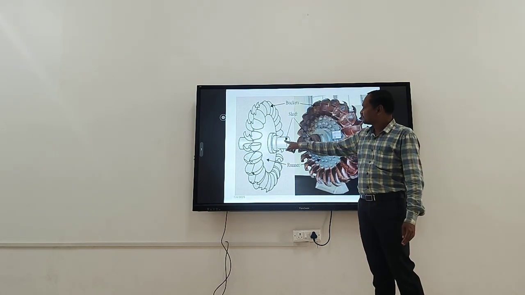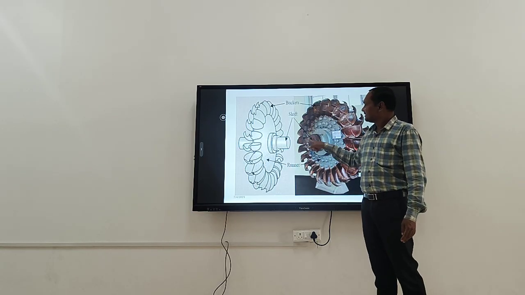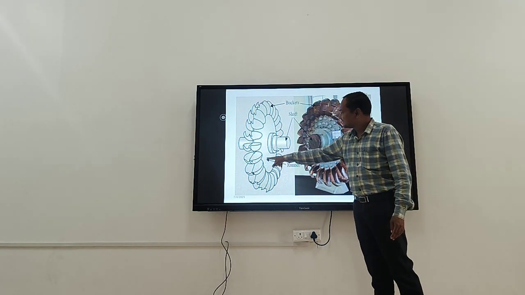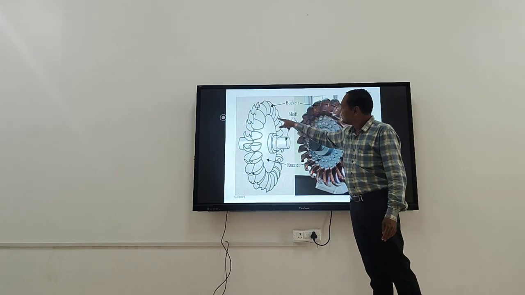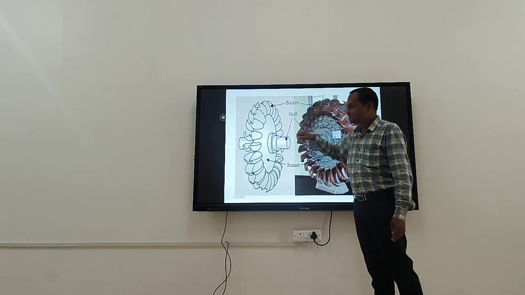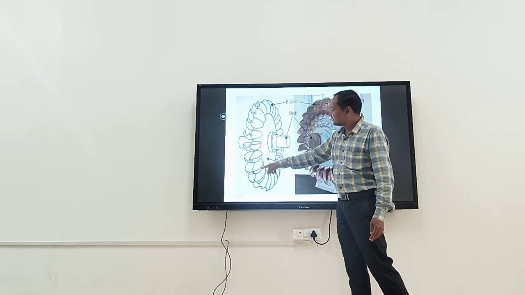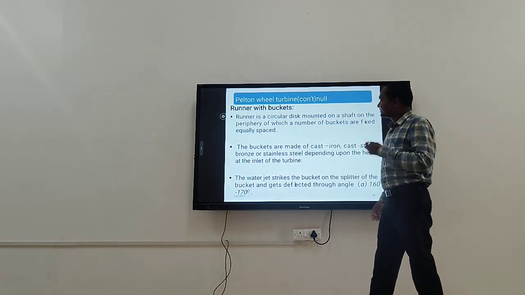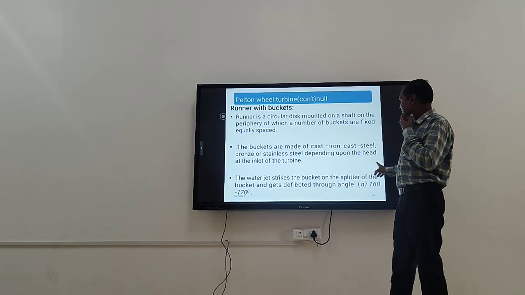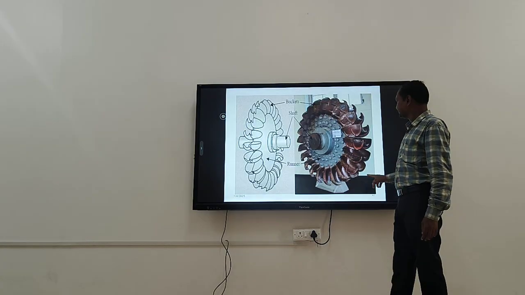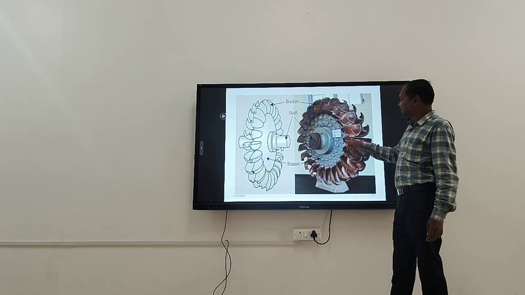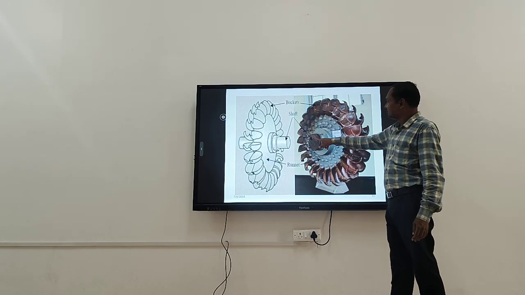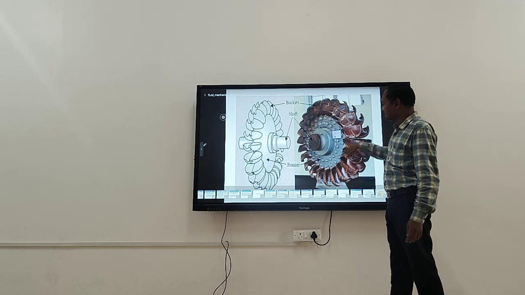See, this one is your shaft. This shaft is horizontal. To the shaft, this is the runner. This runner is fixed to the shaft, and to the runner, these buckets are fixed. These are the buckets. This is the actual picture. This is the line diagram. This one is your runner, this is your shaft, and these are the buckets.